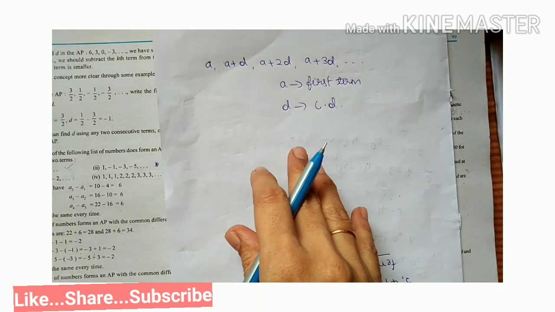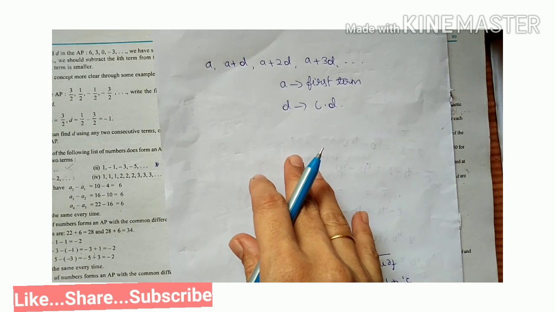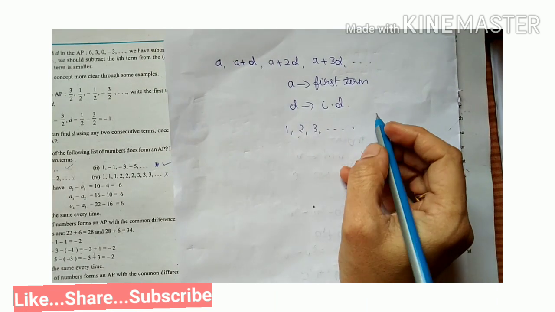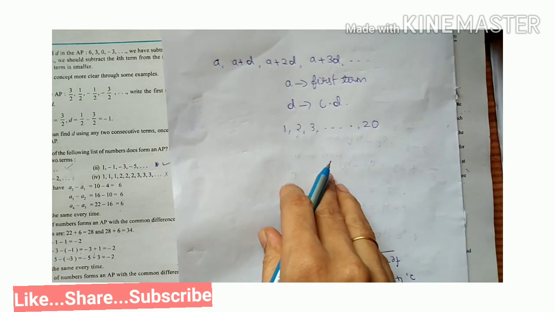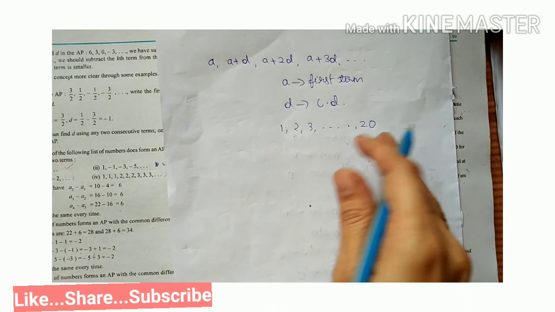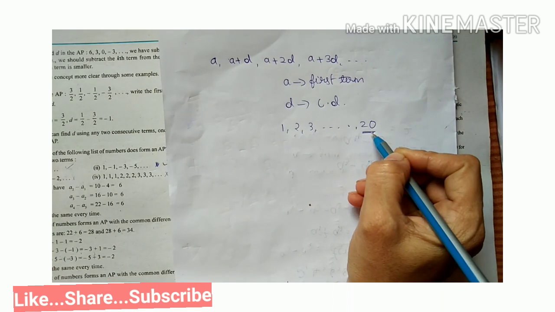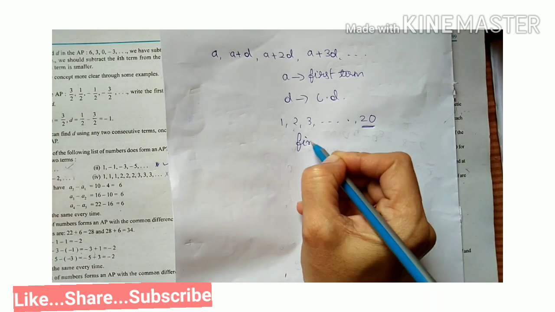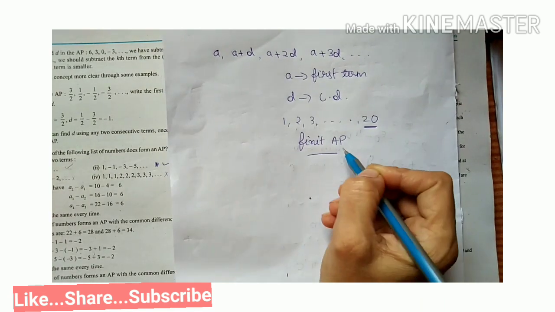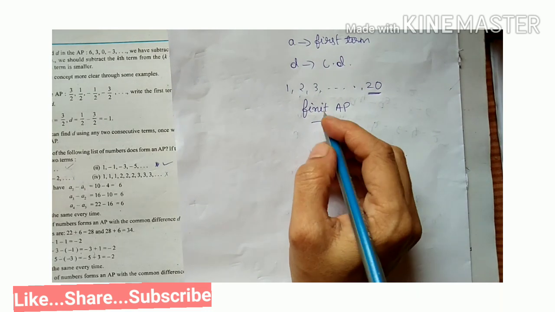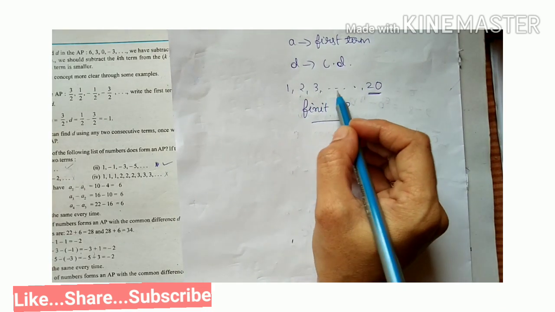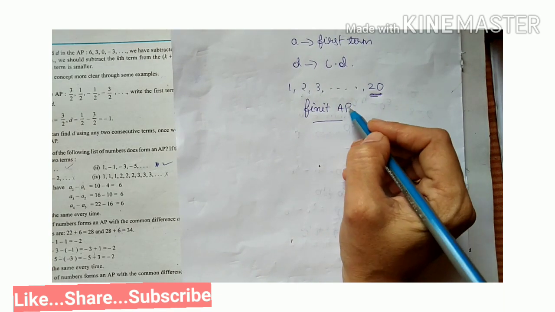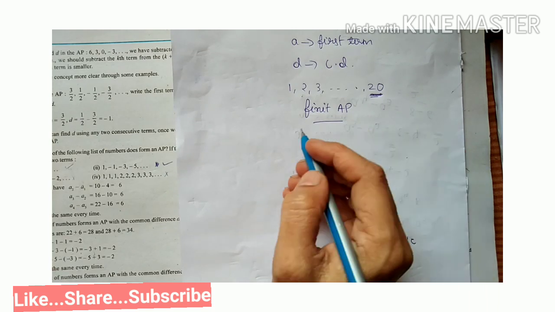If there are only a finite number of terms, that is, the AP has a last term, such an AP is called a finite AP. Finite AP. For example, 1, 2, 3 up to 20. Here last term is 20. Such an AP is called a finite AP.